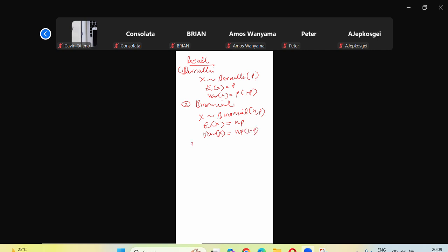Number 3, for Poisson, X follows Poisson with parameter lambda. Then expected value of X is equal to what? Lambda. Variance of X is equal to what? Lambda. Lambda again.